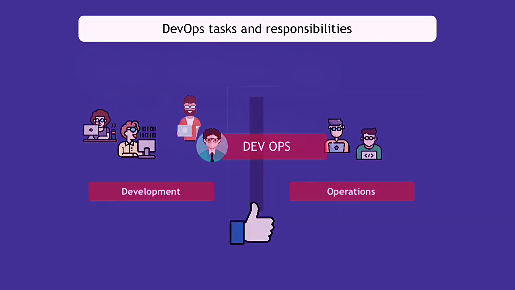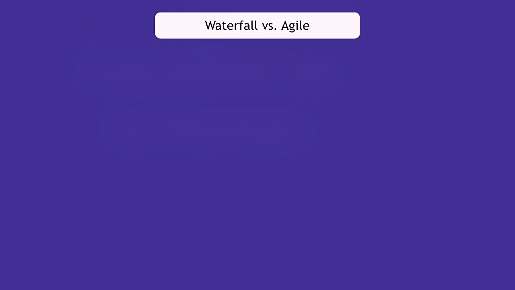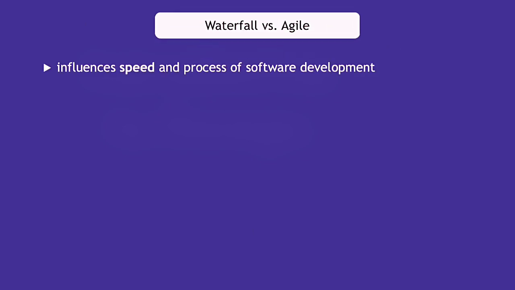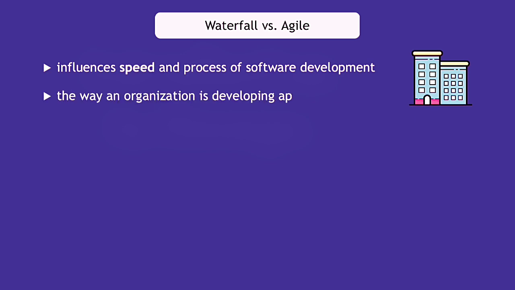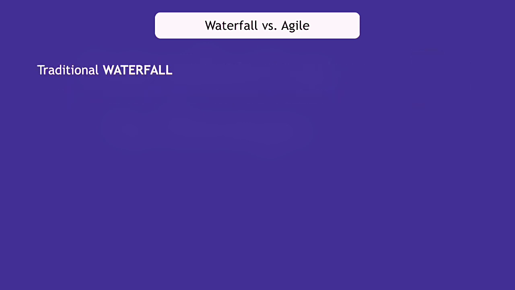Now, one thing that heavily influences the speed and the overall process of how software development and delivery actually happens inside an organization is the methodology, or the way that organization is developing the applications. What do I mean by that? Traditionally, there was this methodology of developing software called the Waterfall Method.